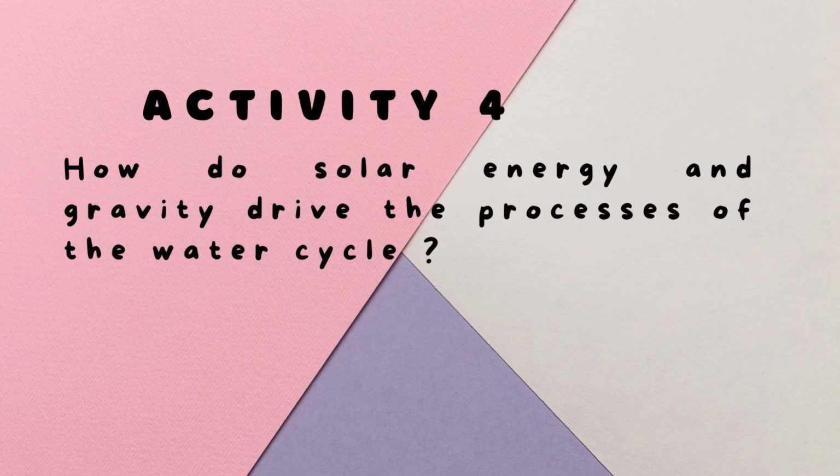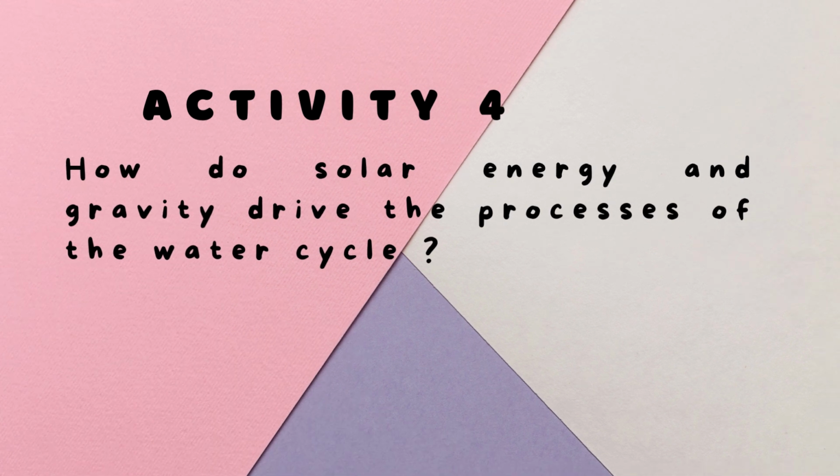Okay, we have here activity 4, as we will know how the solar energy and gravity drive or affect the processes of the water cycle. You remember the processes of the water cycle? Yes, as we know there are 3 processes: evaporation, condensation, and precipitation.